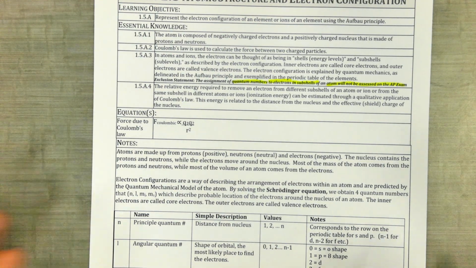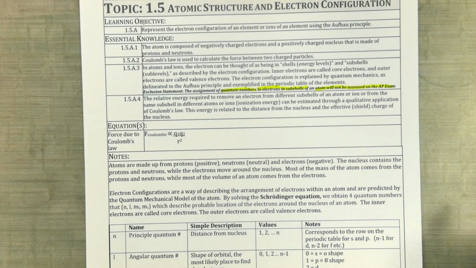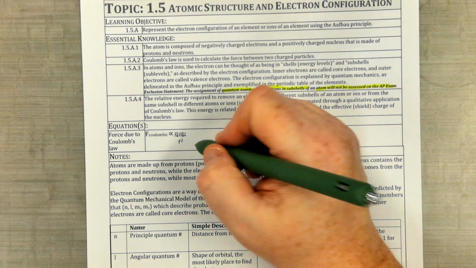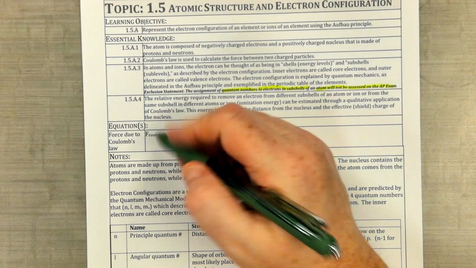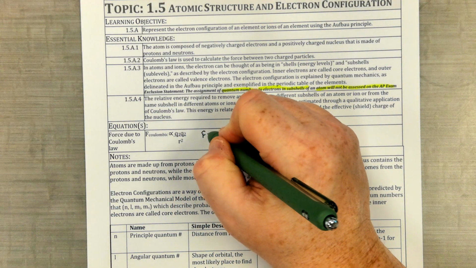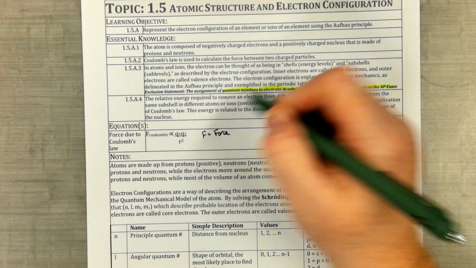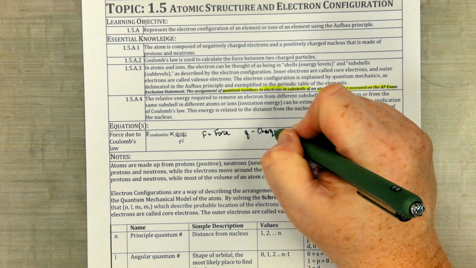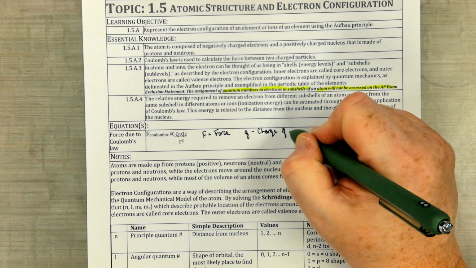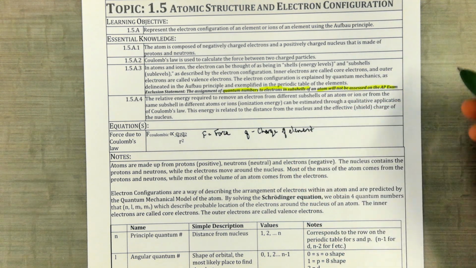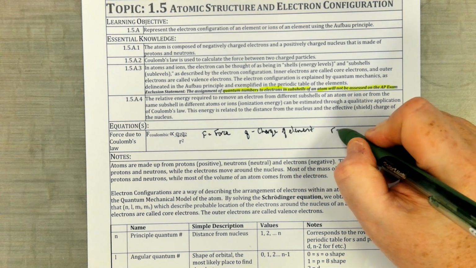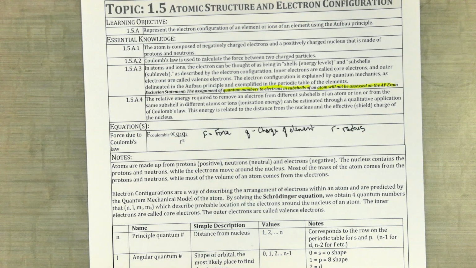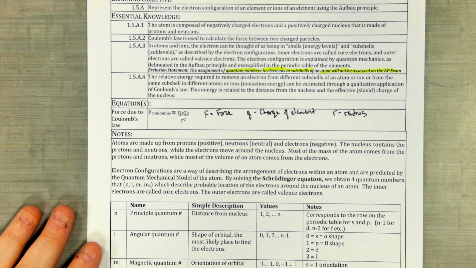Also, on 1.5, we're not going to necessarily deal with Coulomb's law and actually do calculations, but you need to know that F is force, Q is the charge of the element, and R is the radius. So we will be working with Coulomb's law later.